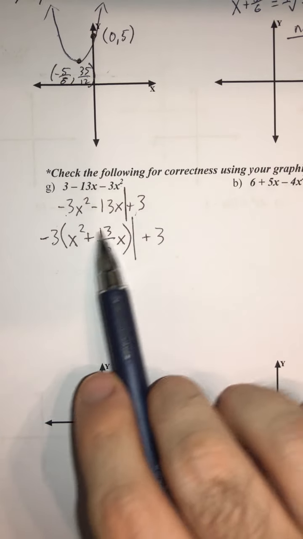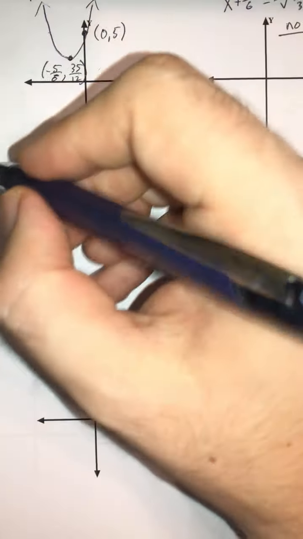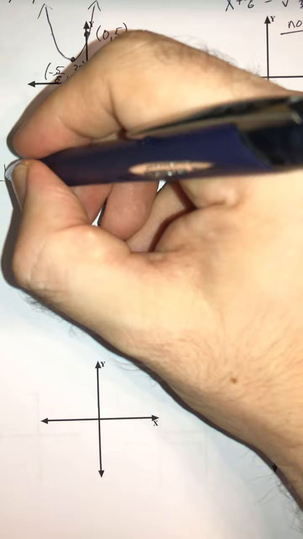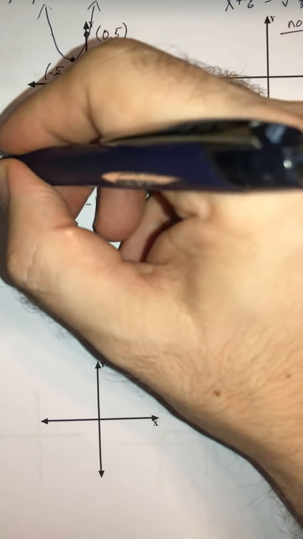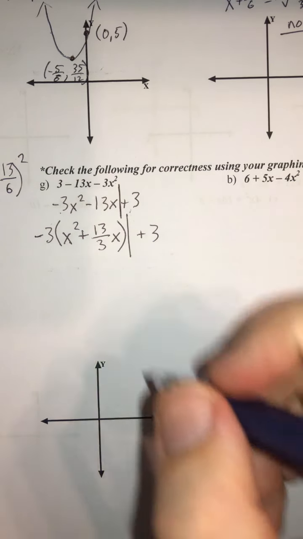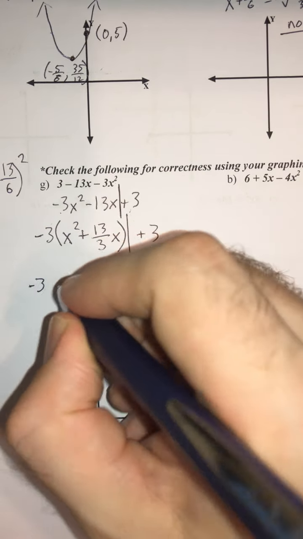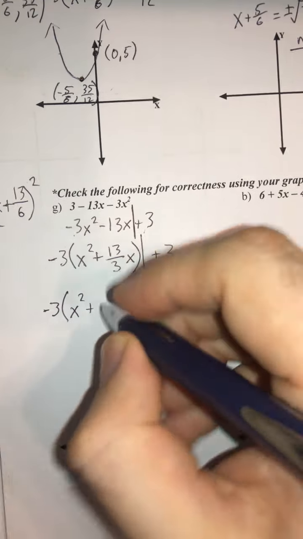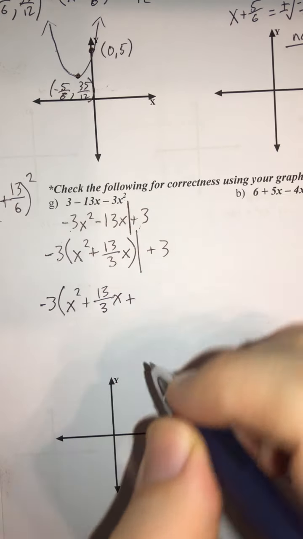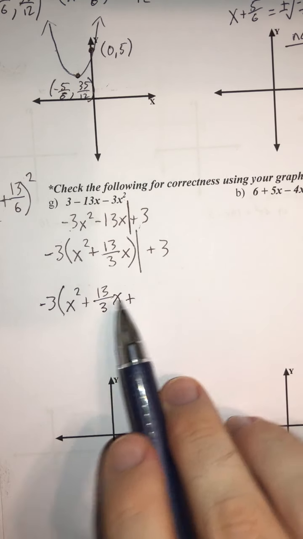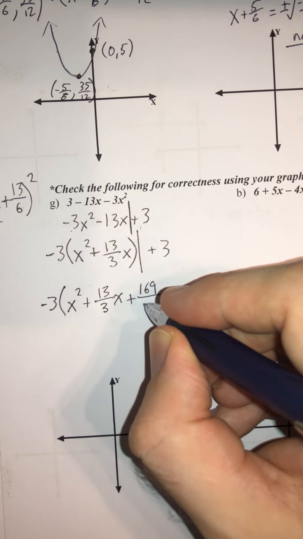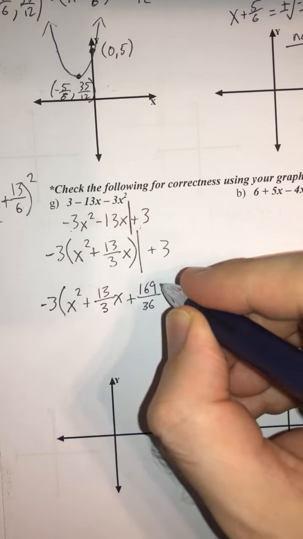All right, so then I need to figure out what my perfect square is for this. So I'm looking at x plus this divided by 2, so 13 over 6, all squared. So that's what I'm looking for. So rewriting this, negative 3 times x squared plus 13 over 3x plus, and to get this next term, I need to square that last one. So 13 squared is 169 over 6 squared, which is 36.